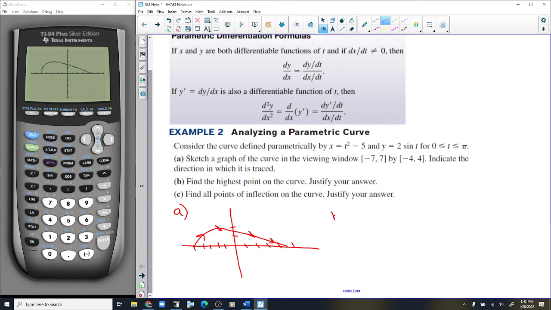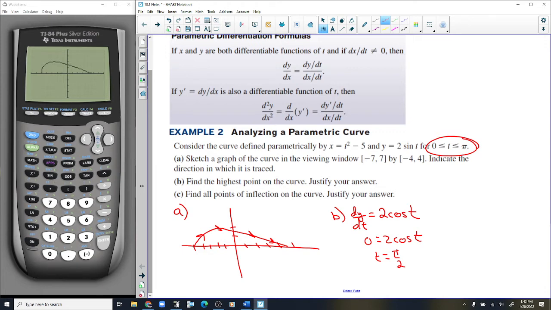B, find the highest point on the curve. Well, it's the y's that determine up and down, so we want to maximize the y. So dy/dt is equal to 2 cosine of t, the derivative of y. We take the derivative and set that equal to 0. We're only going from 0 to pi on the t's, and cosine is 0 at pi over 2. So t is equal to pi over 2. That's going to maximize the y.